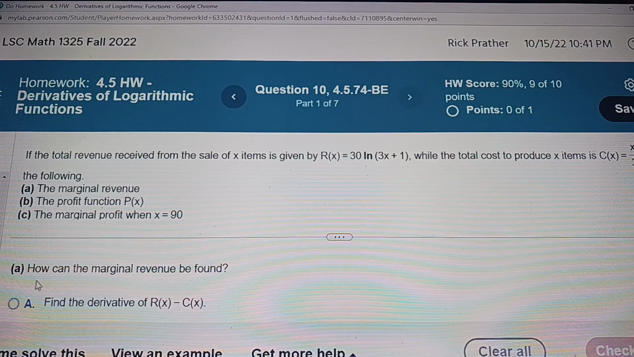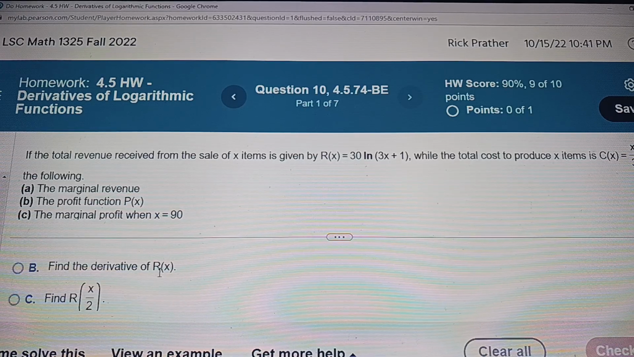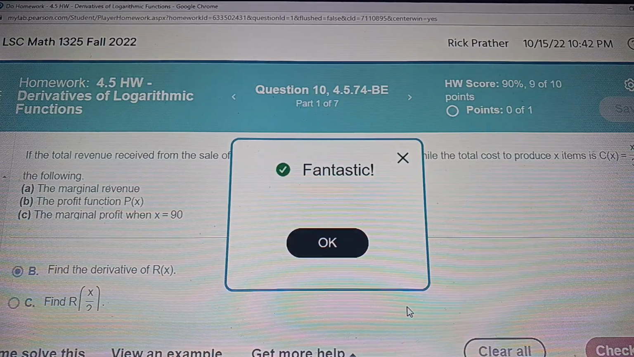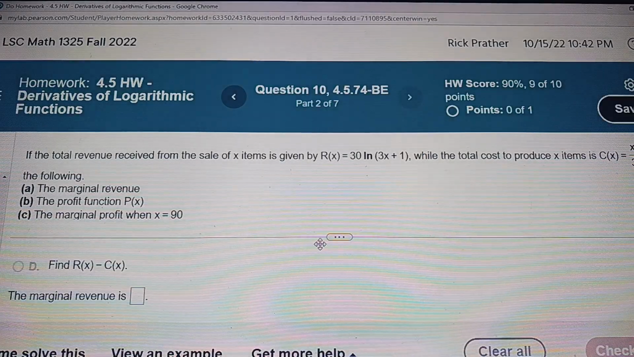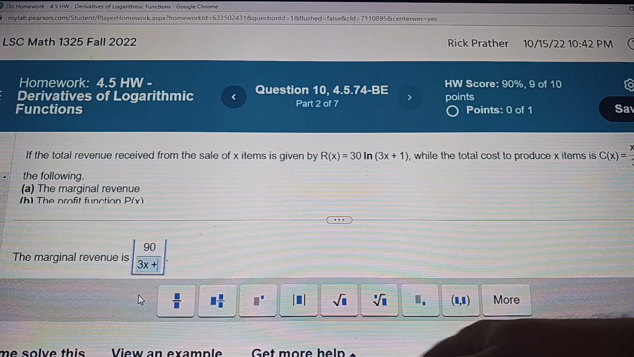Okay, I didn't see this, but it says, how can the marginal revenue be found? Marginal revenue is the derivative of revenue. It's not subtracting. It's the derivative of R of x, yes. So they make you tell them what it is first before you give the answer. 90 over 3x plus 1.